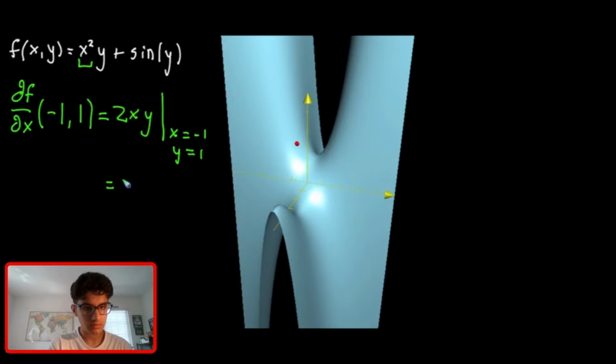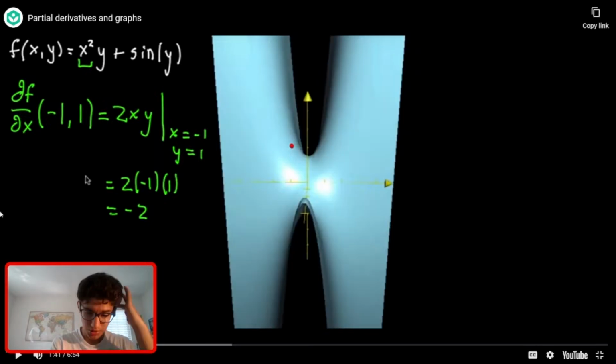So when we actually plug that in, it'll be 2 times negative 1 multiplied by 1, which is negative 2, excuse me. So what does that mean, right? Yeah, so we got that right. Now we need to see the interpretation.